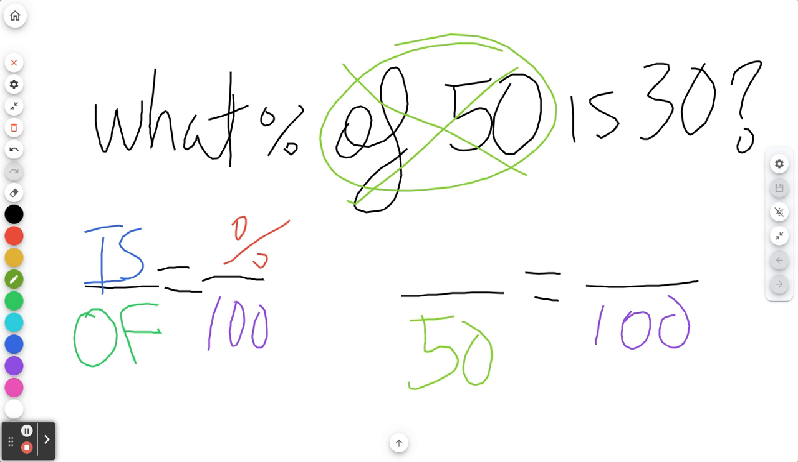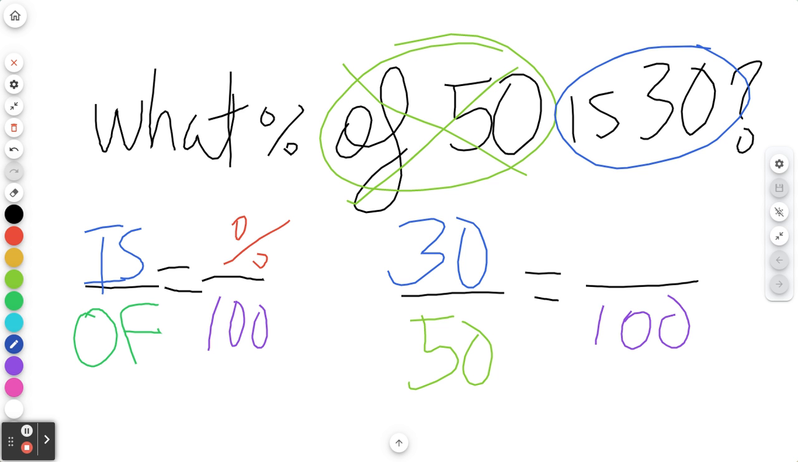What other number do we have? 30 is clearly associated with what? With is. That only leaves one left. What percent? Notice it says what, so that tells us it's a variable. I'm going to use B. You use Y? I'll use Y for the next one.